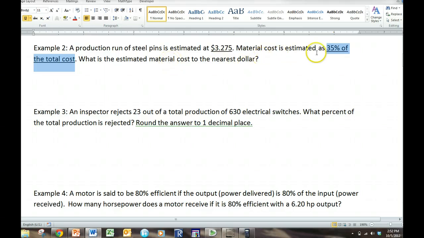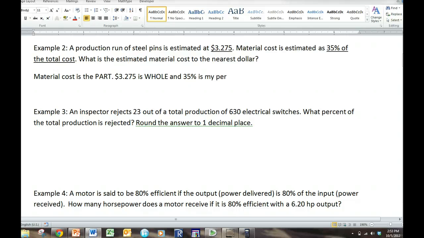The material cost, is that the part or the whole? Since the material cost is estimated as 35% of the total cost, I know that material cost is my part, which makes the estimate, 3.275, the whole, and 35% is my percent. So we're going to convert the 35% into a decimal, 0.35. We're going to multiply that by the whole, 3.275, and that has to equal the part, which is the material cost.